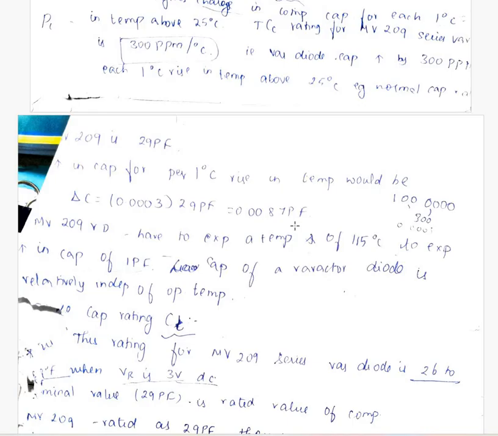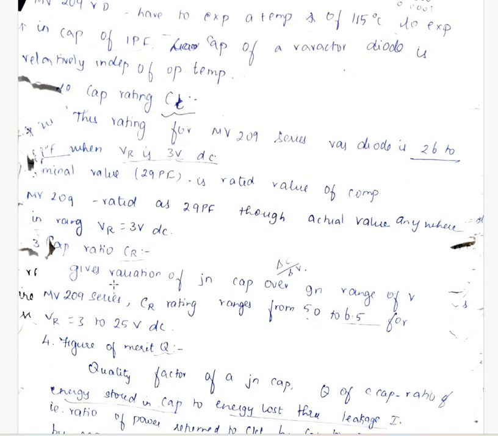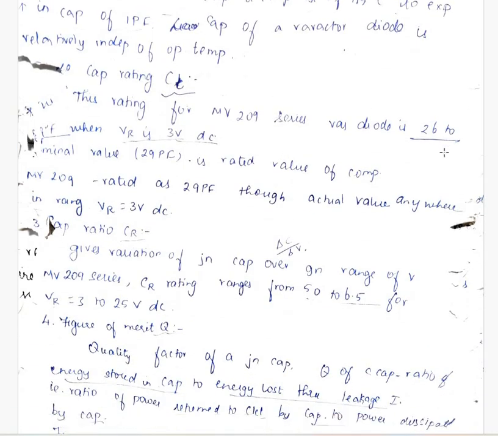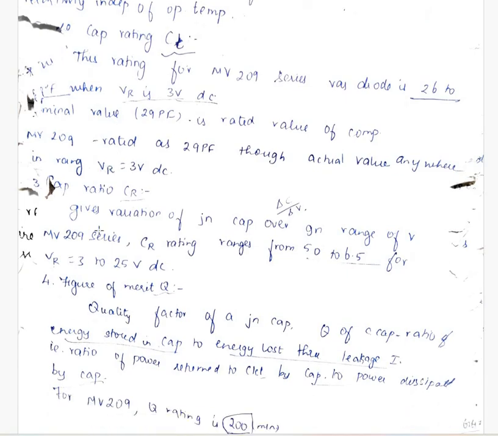Picofarad itself is 10 to the power minus 9. So the Varactor diode is relatively independent of the temperature. Okay, the next one is the capacitor rating CT. The rating for the MV209 is 26 to 30 picofarad, and VR is 3 volt DC.